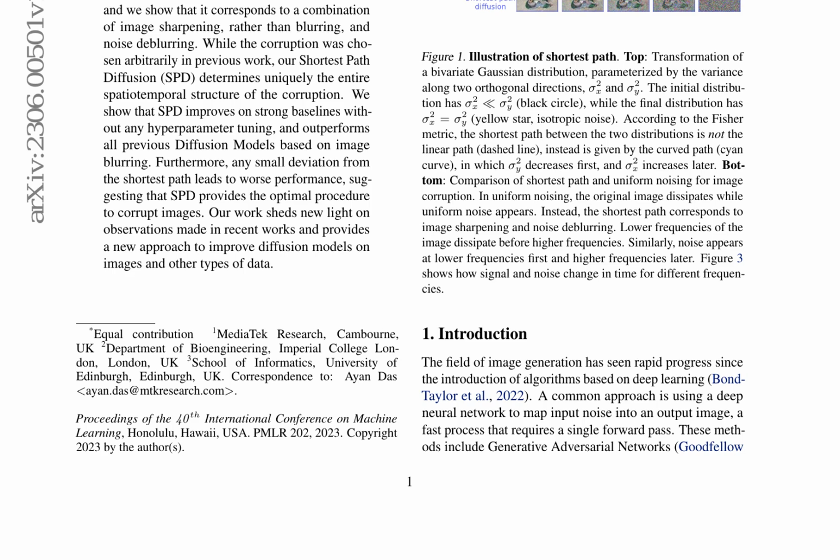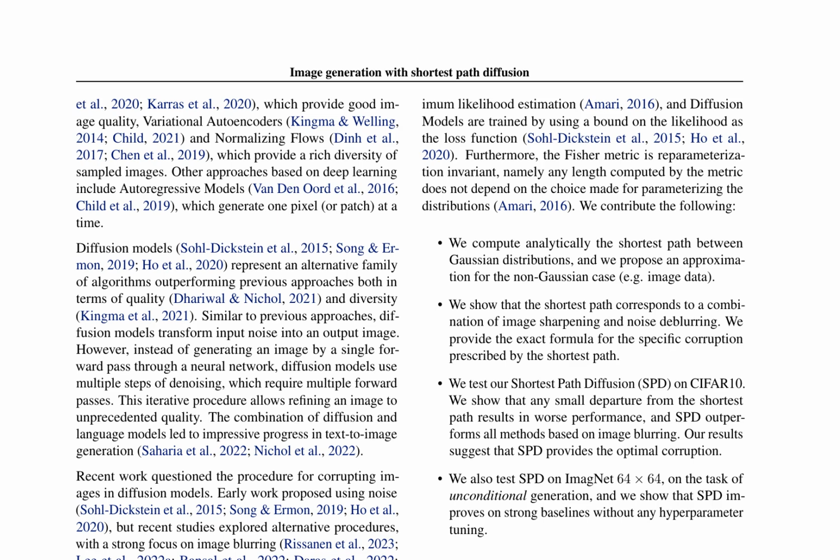The shortest path corresponds to a combination of image sharpening and noise deblurring, and we provide the exact formula for the specific corruption prescribed by the shortest path. We test our shortest path diffusion, SPD, on CIFAR10 and show that any small departure from the shortest path results in worse performance, with SPD outperforming all methods based on image blurring. Our results suggest that SPD provides the optimal corruption.